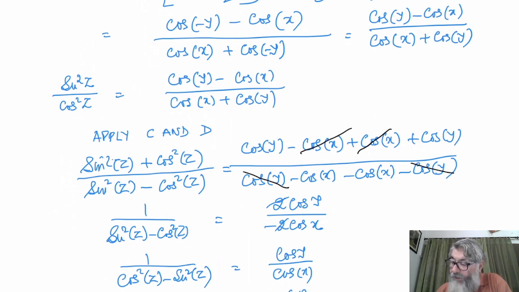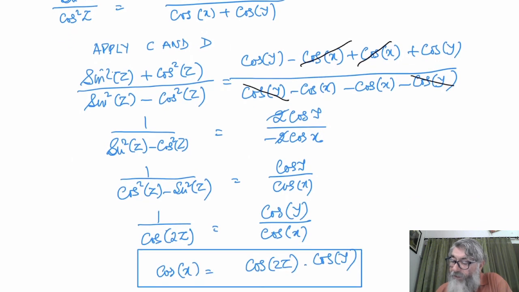2 will cancel. Minus sign we adjusted because sin square z minus cos square z, I wanted to make it cos square z minus sin square z because I can write it as cos 2z. Cos 2z is cos square z minus sin square z. So 1 upon cos 2z equals cos y and cos x. Then we cross multiply it. So when we cross multiply it, we got cos x is equal to cos 2z and cos y. That is what we had to prove.